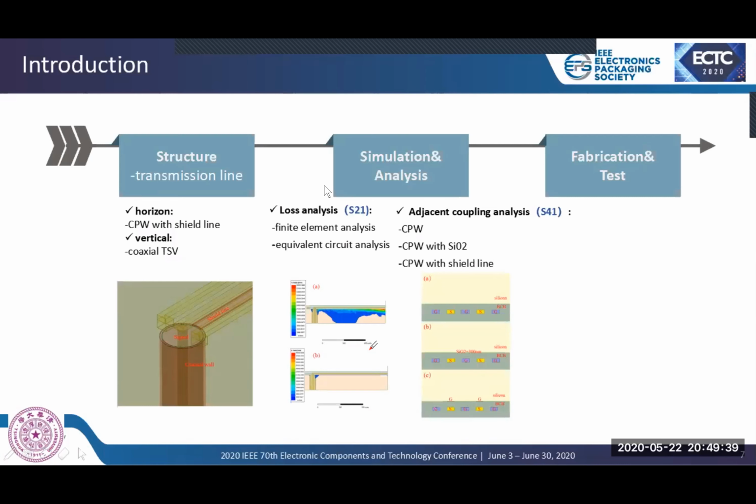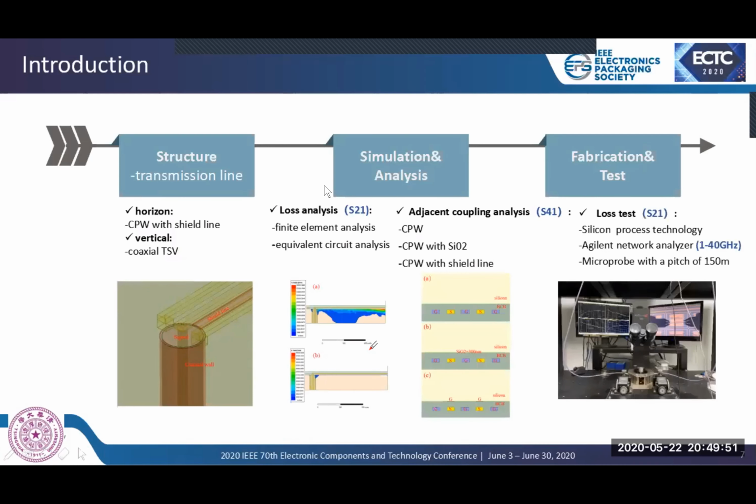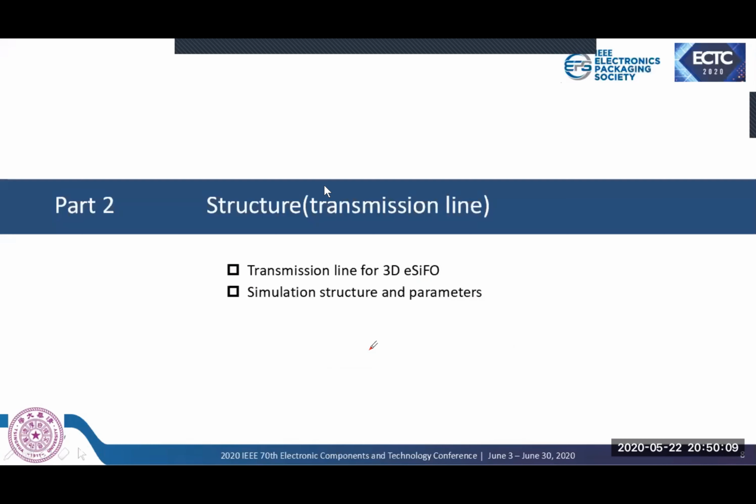3 different structures are compared: coplanar waveguide, coplanar waveguide with 300 nanometer silicon dioxide layer, and coplanar waveguide with shield line. At last, the coplanar waveguide with shield line is fabricated through silicon process and tested by Agilent network analyzer from 1 MHz to 40 GHz. Secondly, let's see the structure of the transmission line.